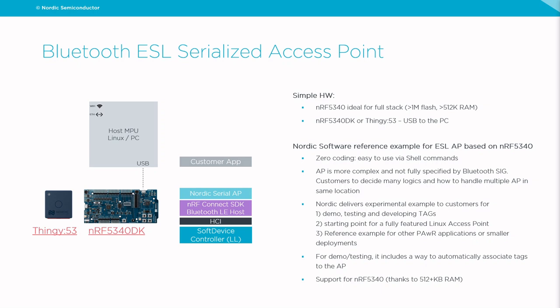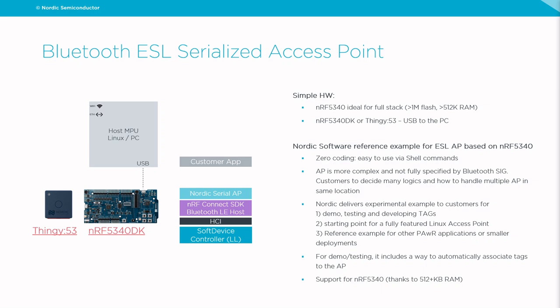In general, it's good to know that the access point is quite complex. Indeed, in the Bluetooth ESL implementation, it's not fully and directly specified by Bluetooth SIG. That's why Nordic provides the source code so that customers can decide many choices and logics by themselves and modify the code. The goal for Nordic for the access point is to deliver an experimental sample to customers to enable them with testing and development of tags easily. However, this can also be a good starting point for a fully featured access point for ESL or other applications.